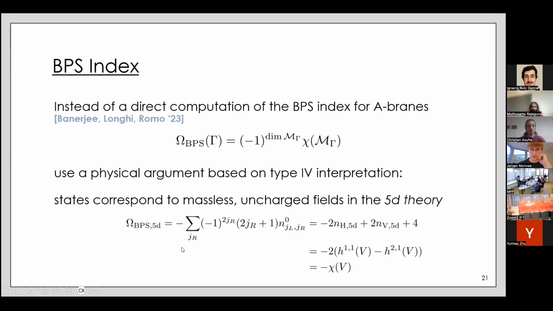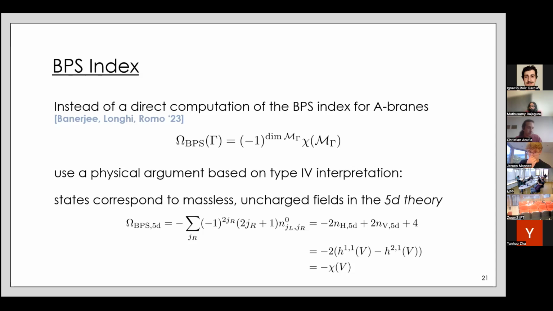Then you can express this in terms of this second helicity supertrace. And when you compute it, you find that it is equal to minus the Euler character of the Calabi-Yau. And this is exactly what you would expect. In particular, if this type 4 limit is at large complex structure, this matches exactly with what you would expect from the type 2A side, because then it would just be the Euler character of the mirror Calabi-Yau.